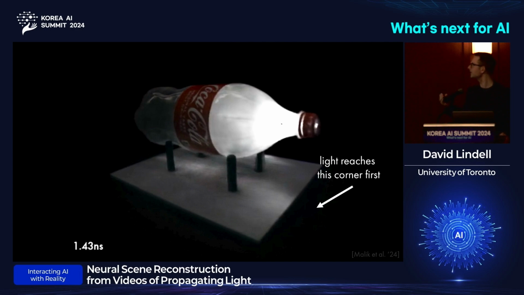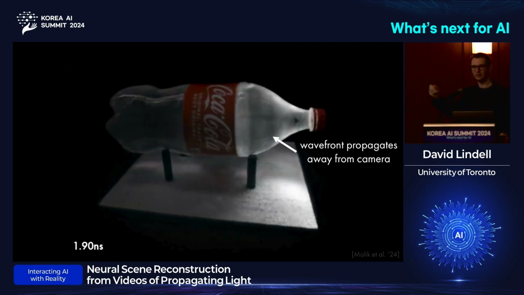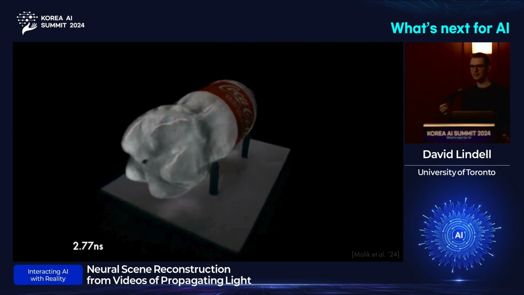Now, why does light reach this corner first? Well, it's simply because it takes less time for light to scatter to that corner and reach the camera. Remember, everything is captured from the perspective of the camera, and it takes light a longer amount of time to travel to the far corner and then scatter back to the camera. So what we see, just like Einstein predicted, depends on where we are and how we're moving.